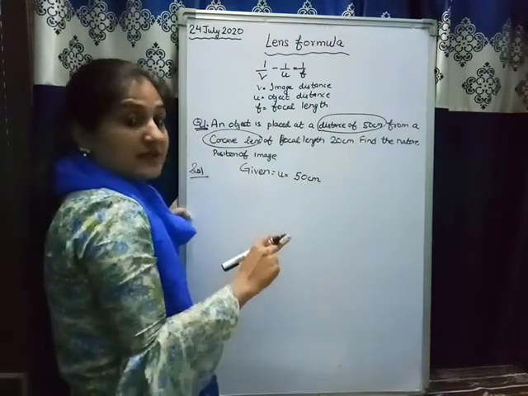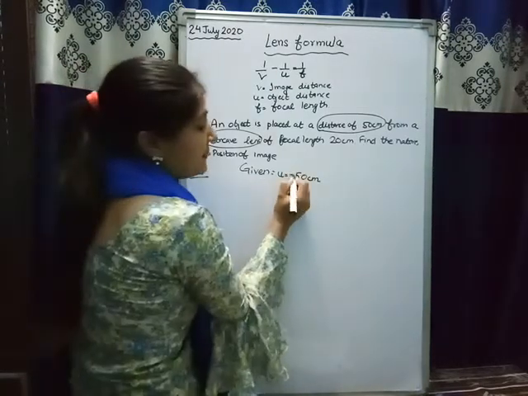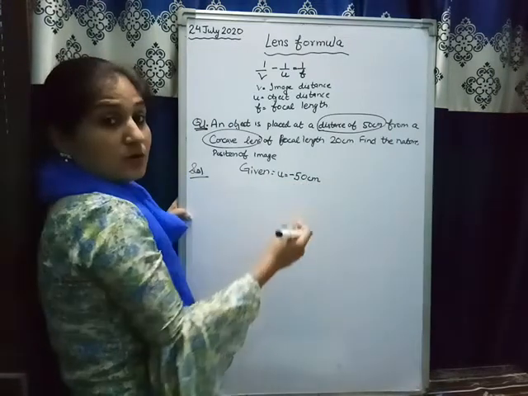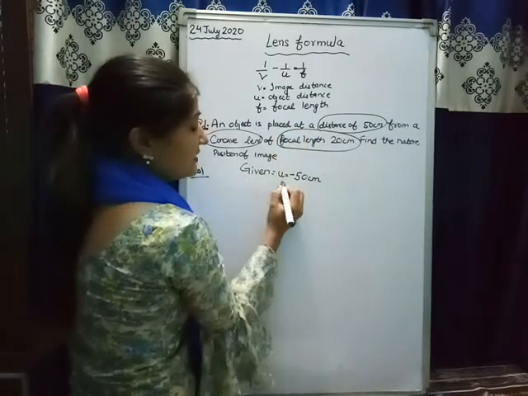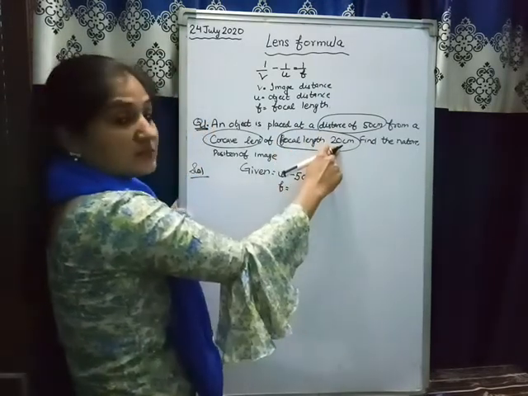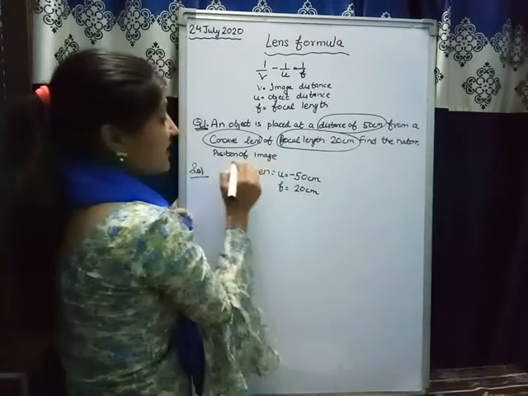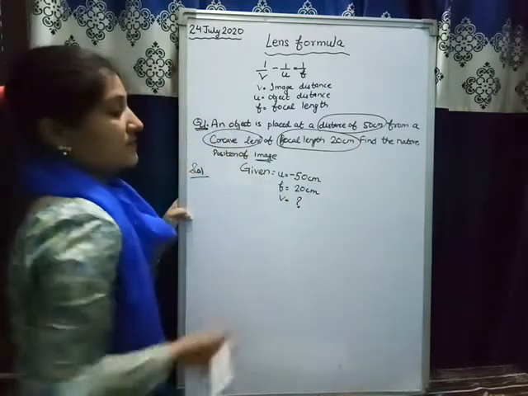As we have read earlier, U is always negative. So minus 50 centimeter. Now what else is given to us? Focal length. Focal length is F. How much is it? 20 centimeter. Okay, and we have to find the image distance, that is V.